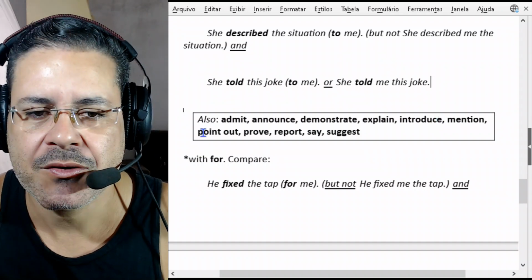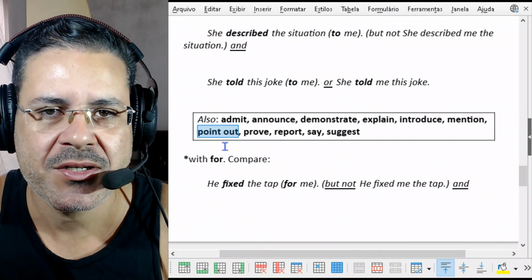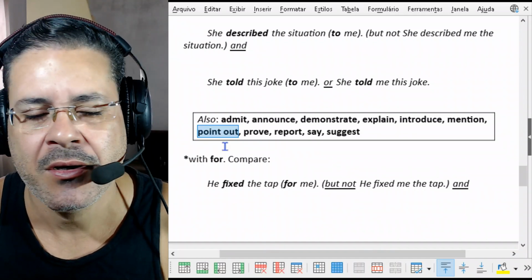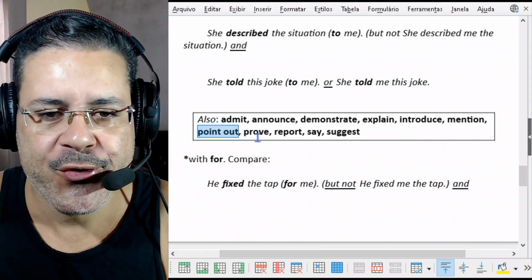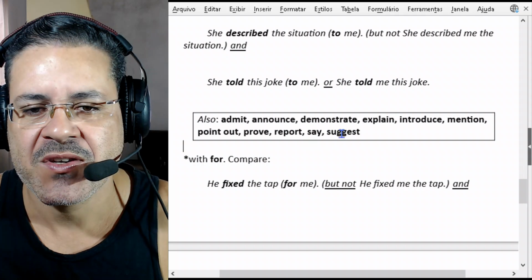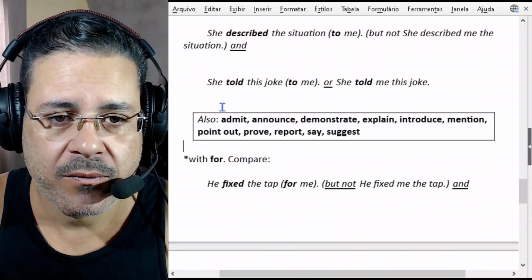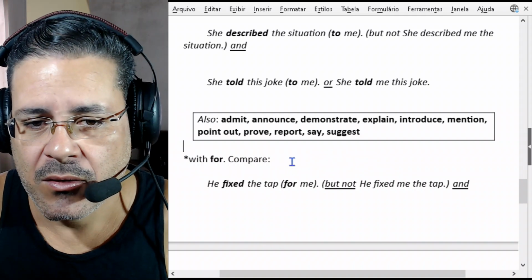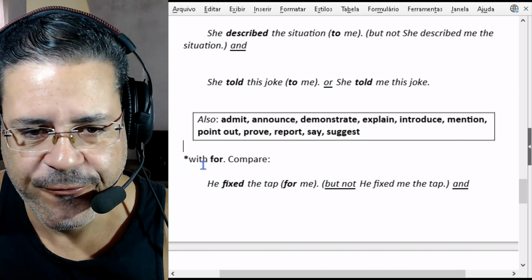out. Notice how we pronounce that phrasal verb: point out, point out. This is connected to speech, right? Prove, report, say, and suggest. We also use that pattern, but kind of differently, with "for."